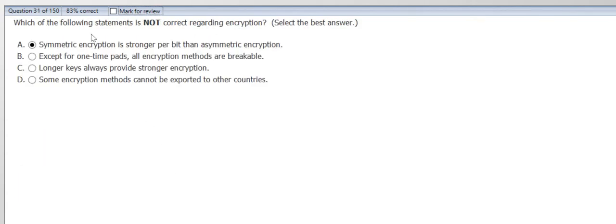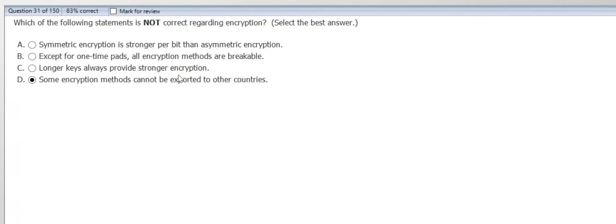Let's move forward. Which of the following statements is not correct regarding encryption? Symmetric encryption is stronger per bit than asymmetric encryption. Except for one-time pads, all encryption methods are breakable. Longer keys always provide stronger encryption. Some encryption methods cannot be exported to other countries.